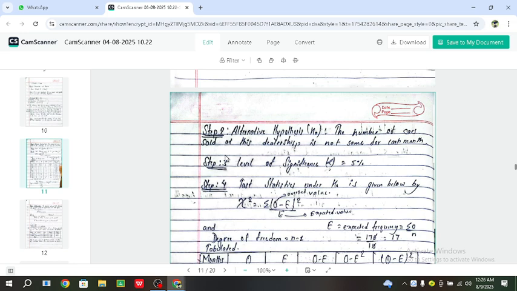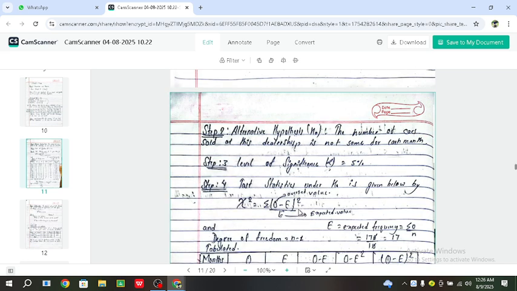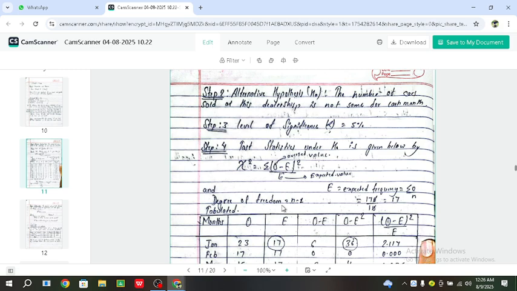Just always remember that step number 1 is the null hypothesis, step number 2 is the alternative hypothesis for chi-square, then after that the level of significance. Calculation is last. As I already told you, step number 3, always remember the level of significance, that is 5%. You have no need to write one tail and two tail, just the language is positive, negative, and the level of significance. Then step number 4, always this one is the calculated formula.